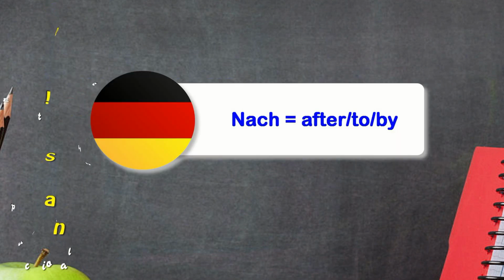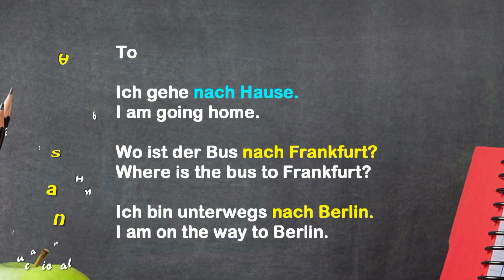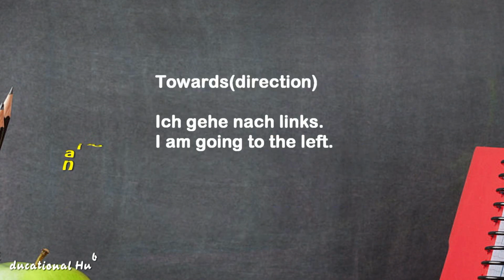Now let us see nach. Nach means after, to or by. It is used for to. Ich gehe nach Hause. I am going home. Wo ist der Bus nach Frankfurt? Where is the bus to Frankfurt? Ich bin unterwegs nach Berlin. I am on the way to Berlin. Unterwegs means on the way. We can use it for towards also in direction.